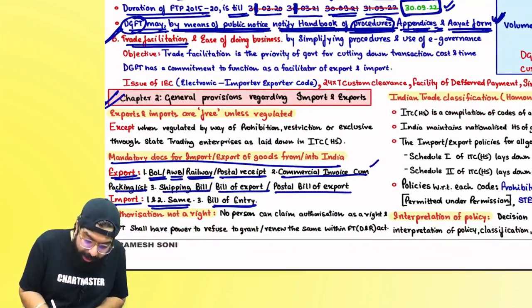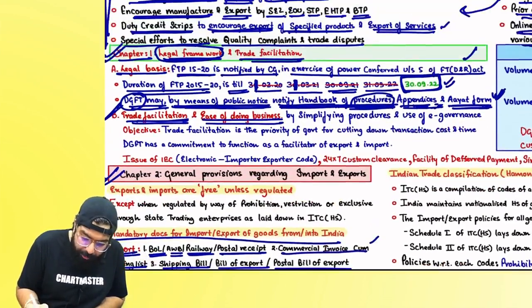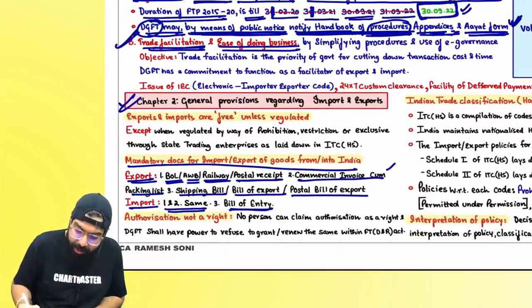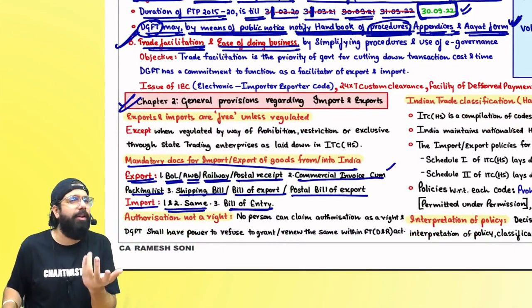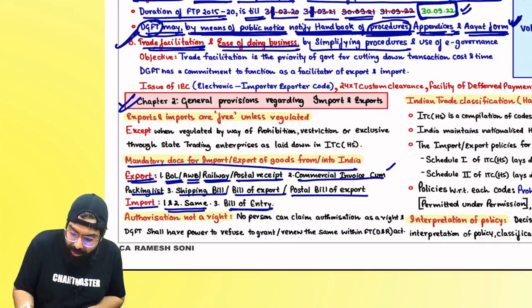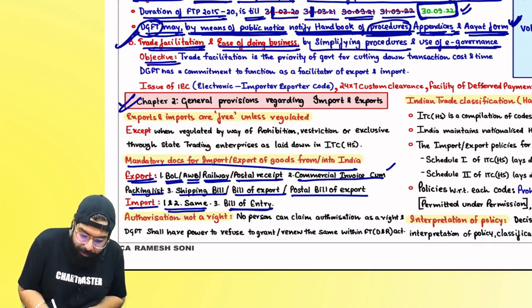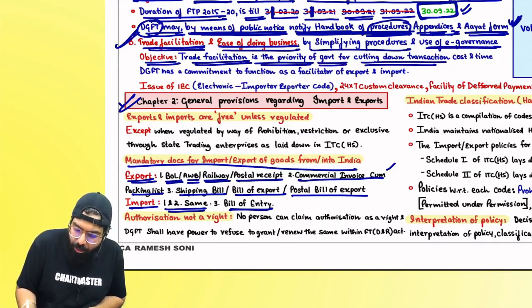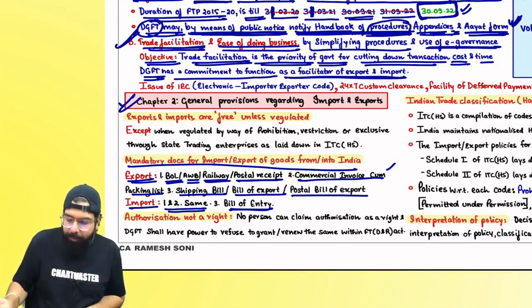Next. Sir, trade facilitation and ease of doing business. Can you see over here, trade facilitation? What do you mean by trade facilitation? They are trying to create simplified procedures and use of e-governance. The objective of trade facilitation is a priority of the government for cutting down what? Transaction cost and time. DGFT is committed to function as a facilitator of import and export.